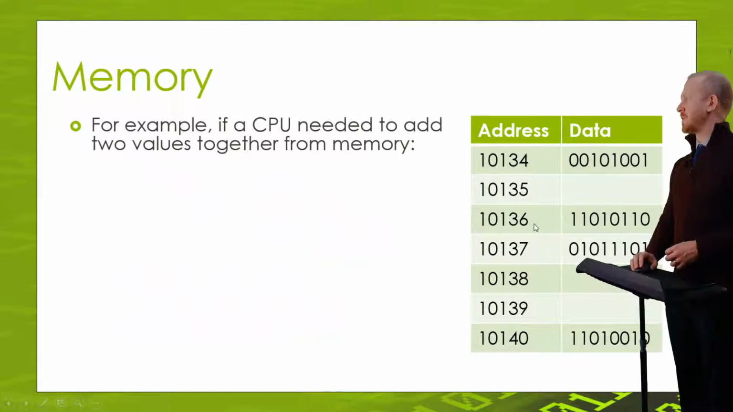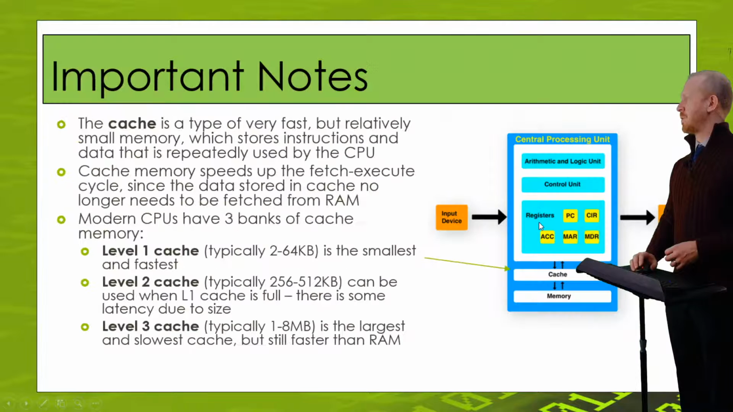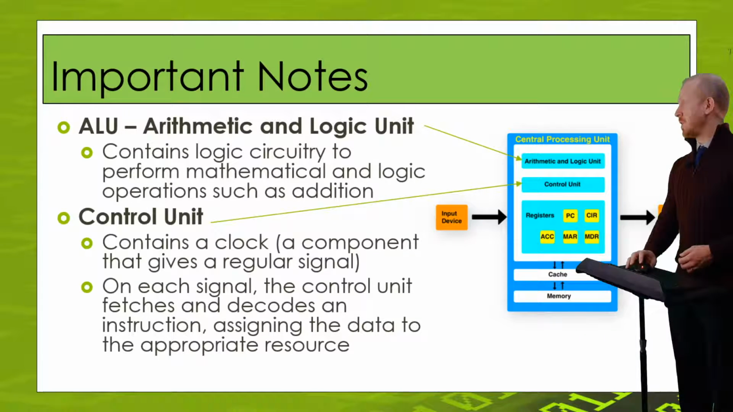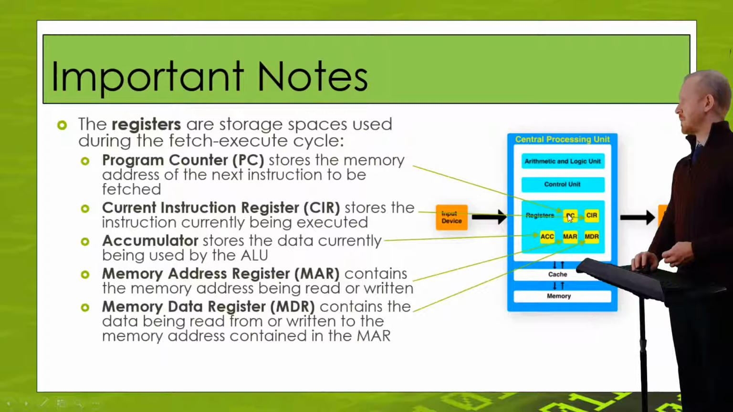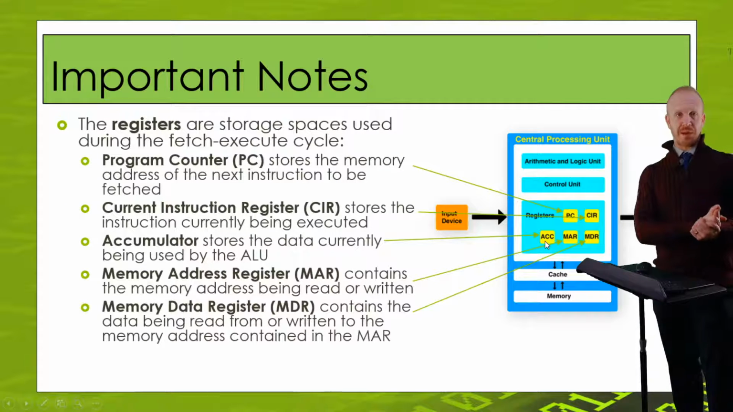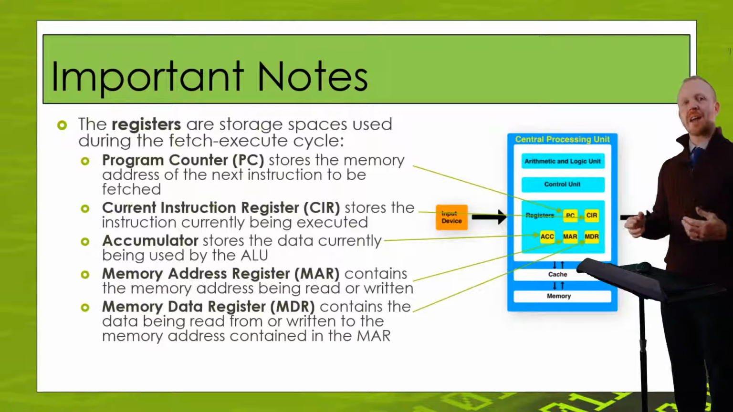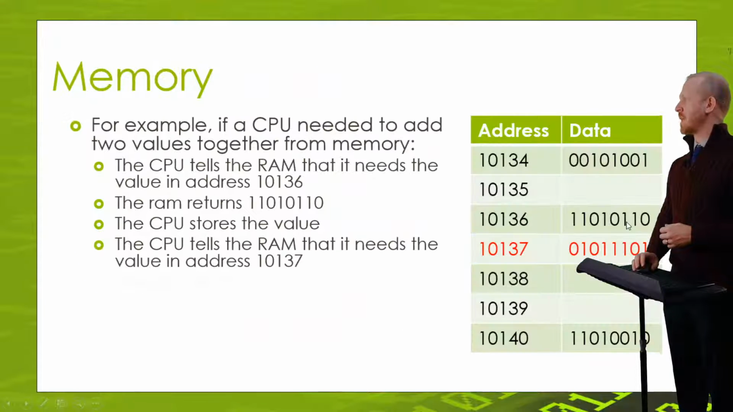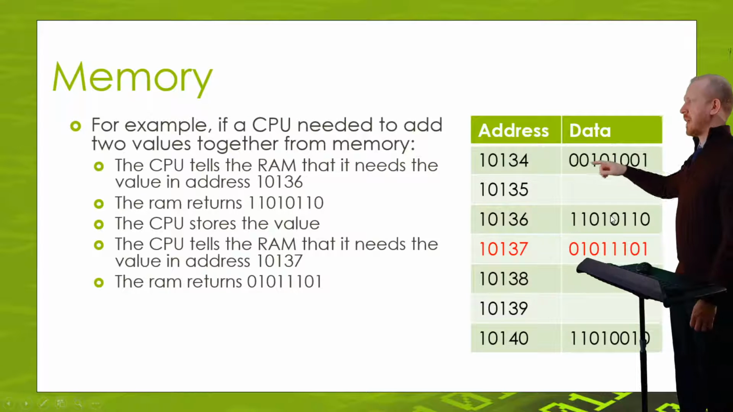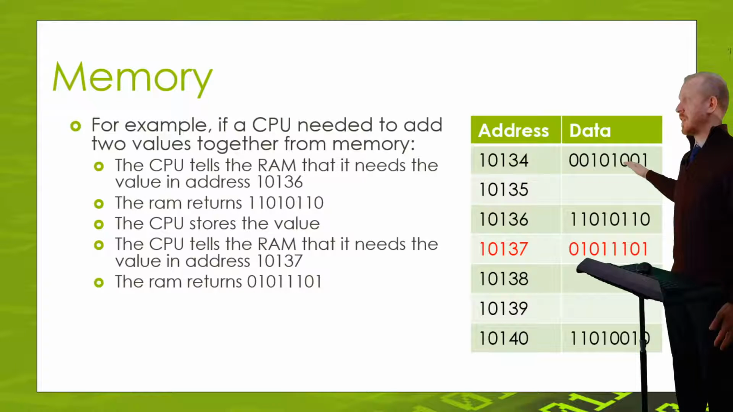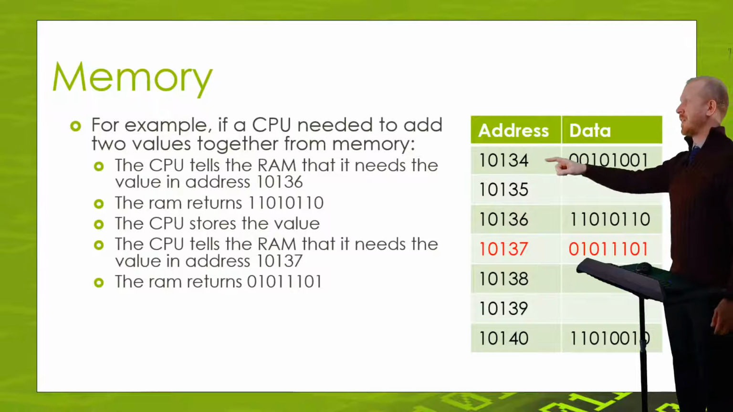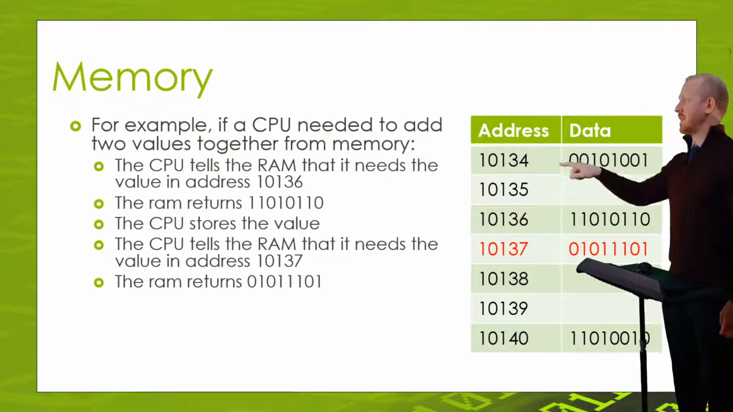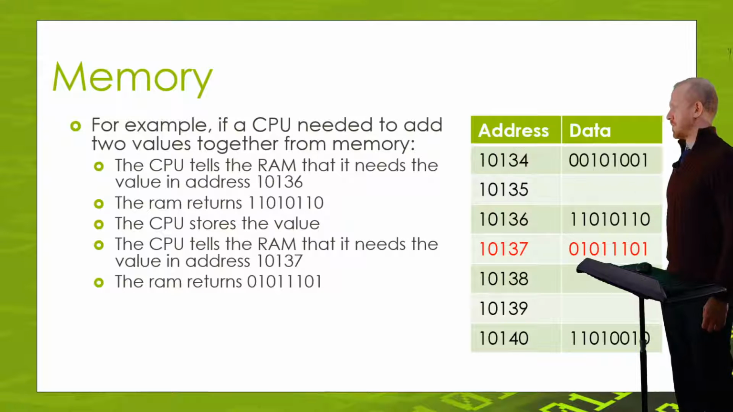And how it does that, let's just jump ahead through the fancy animations, is with these. It uses these registers here. The program counter exists to keep track of which memory address it wants to fetch. So if we go back to this diagram we had here, if this bit at the top here is the address of the first instruction, then that value 10134 will be in the program counter because that is where the first instruction is stored.